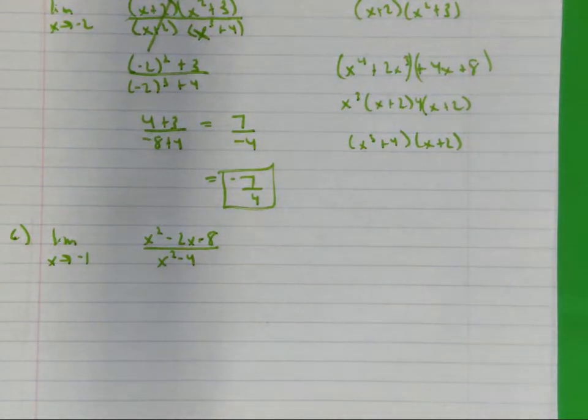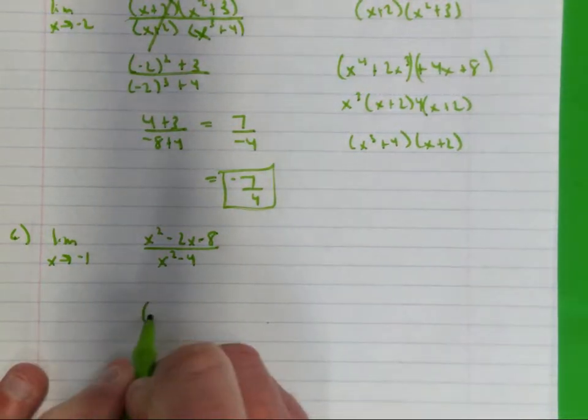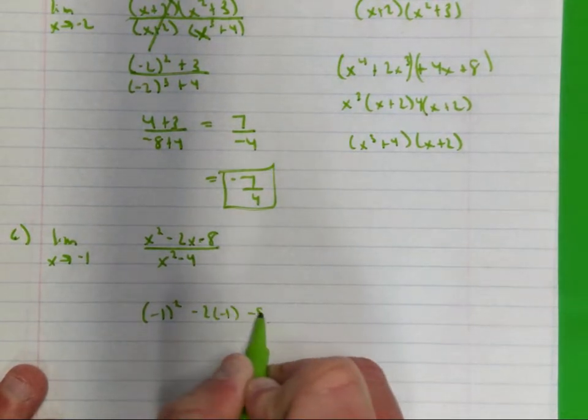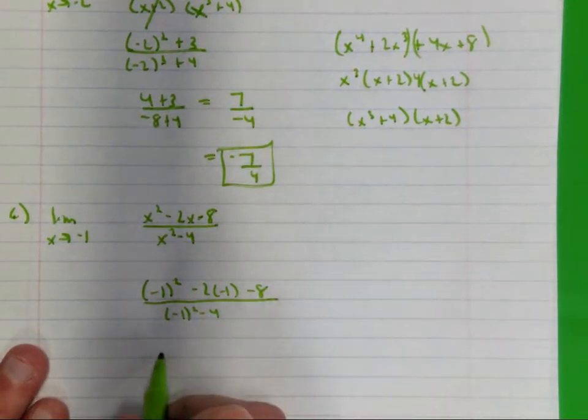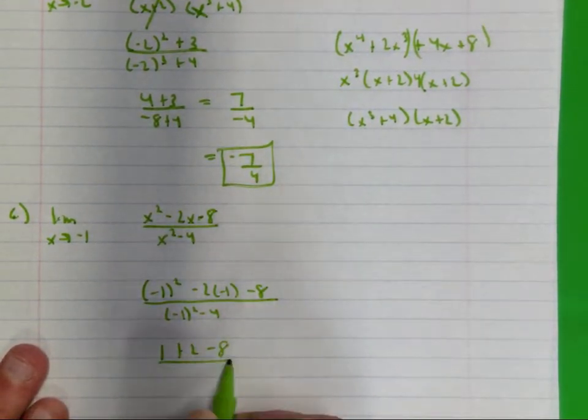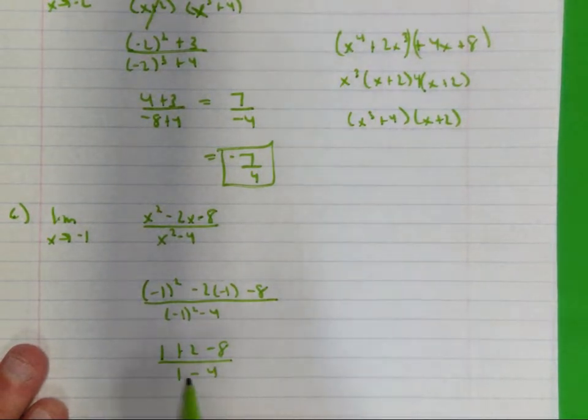Number 6. If I take negative 1 and I plug it in here, negative 1 squared is what? 1 minus 4 is? Is it okay to have negative 3? So, can I do direct substitution here? Yes, you can. So, negative 1 squared minus 2 times negative 1 minus 8. Negative 1 squared is 1 plus 2 minus 8 over 1 minus 4. 3 minus 8 is negative 5 over negative 3, which would equal 5/3.